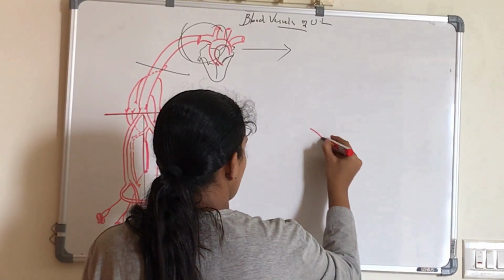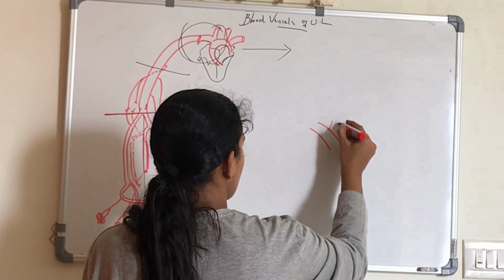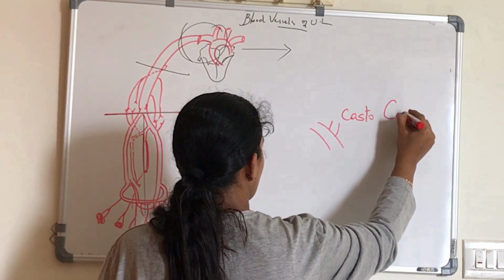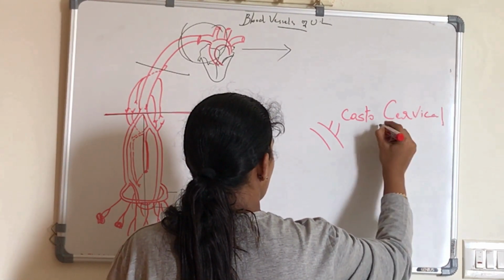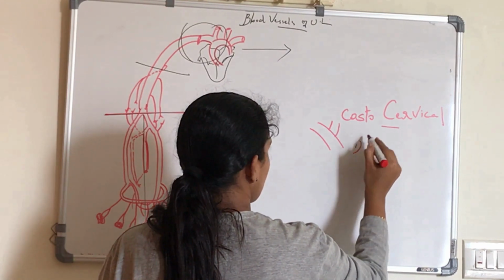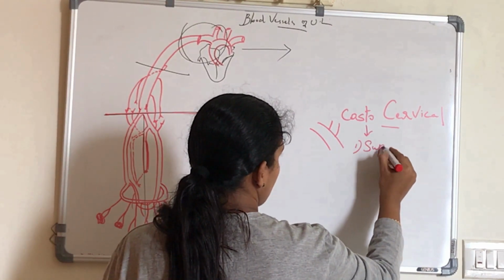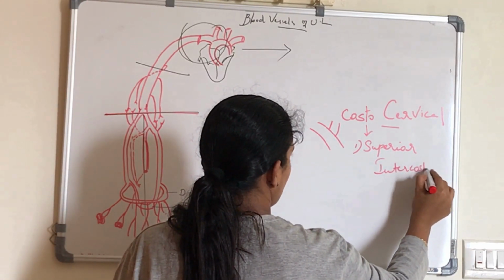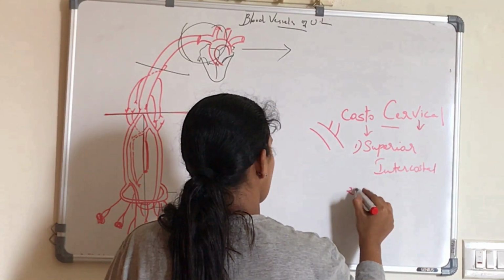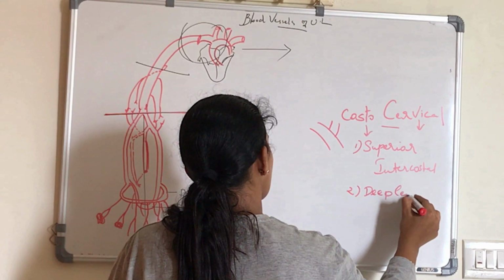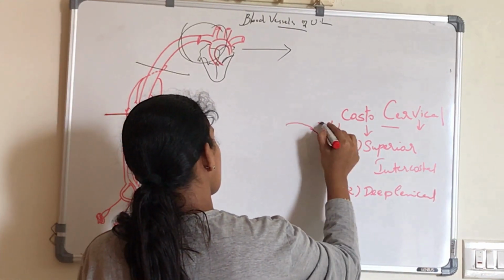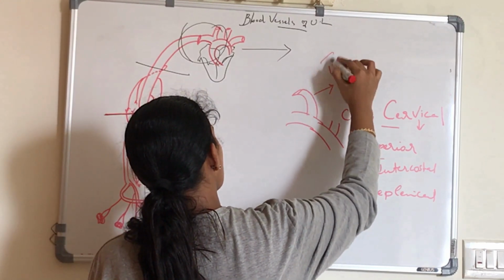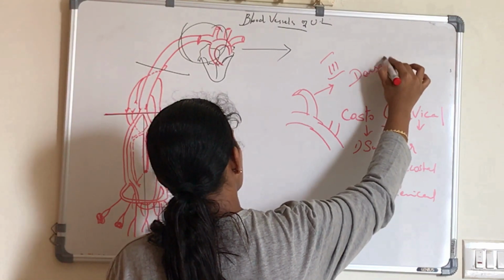Second part gives costocervical trunk. Just remember, this costocervical trunk is a branch of second part of subclavian artery on the right side, whereas on the left side it is from the first part of subclavian artery. So the costocervical trunk, as the name tells, costo, it gives superior intercostal artery. Cervical, it gives deep cervical branch. And the third part gives one artery, dorsal scapular artery.